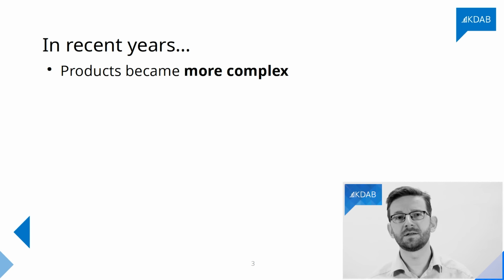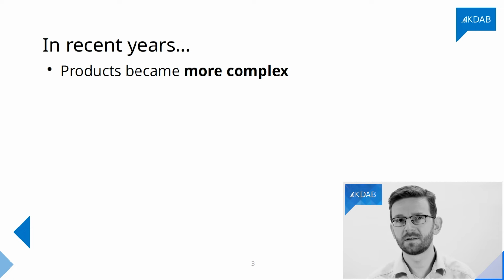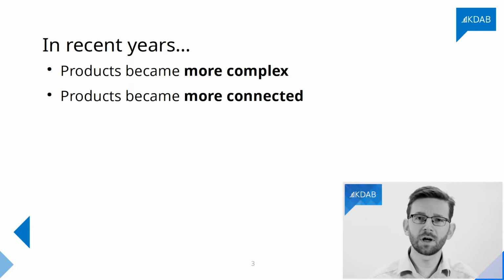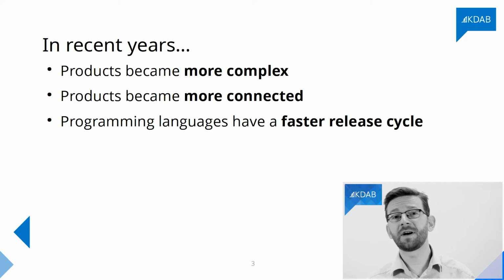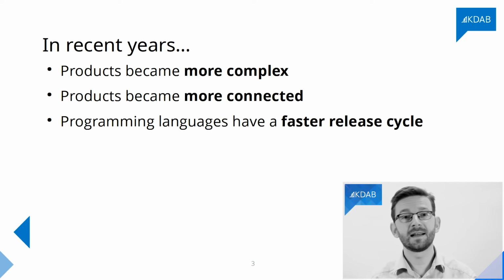In recent years, shipping all dependencies for a product became quite hard. Products became more complex in usage of external libraries. They became more connected to other applications or the cloud. Programming libraries and languages have a faster release time cycle and less stable APIs and ABIs right now. This is called dependency hell.